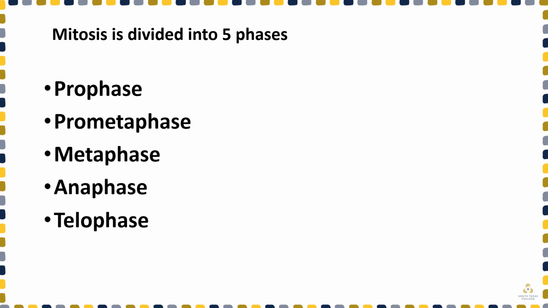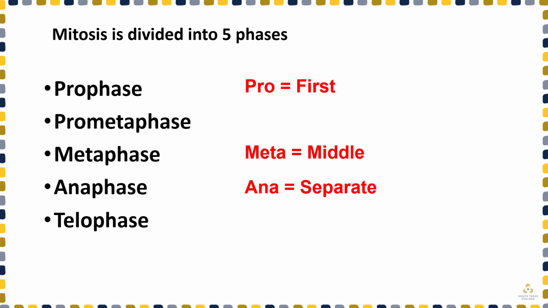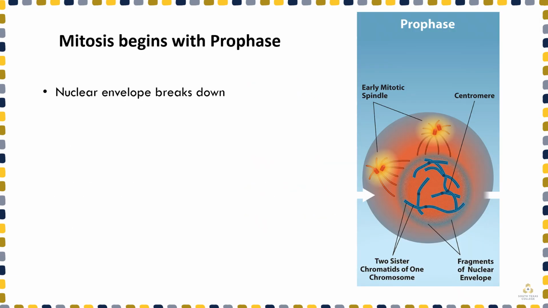It's divided into 5 phases: prophase, prometaphase, metaphase, anaphase, and telophase. And I find it's easier to remember these if you know what the term means. So pro means first, meta means middle, so it's the middle phase, but also something that's going to happen in the middle of the cell that's important. Ana means to separate, so something's going to separate during anaphase. And finally, telophase, telo means the end. So now we're going to go through each of these phases, beginning with prophase.